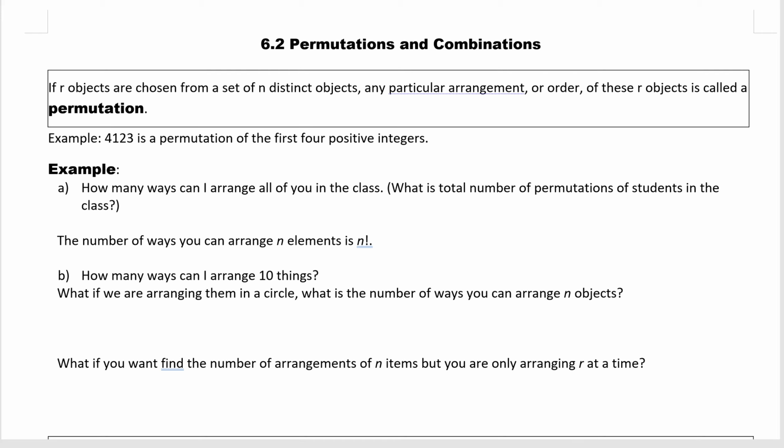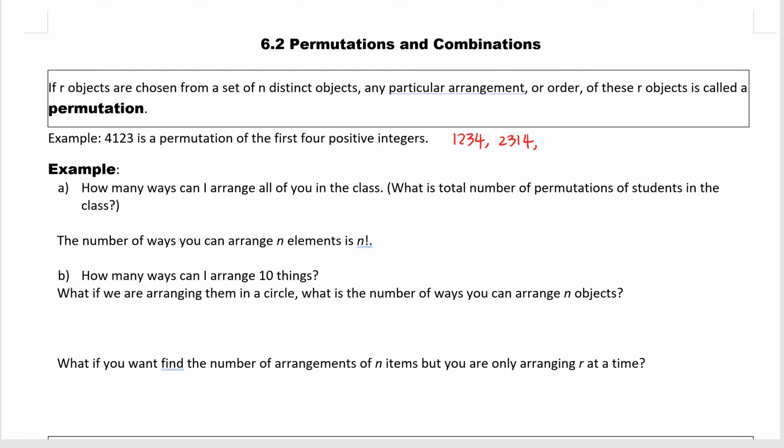If r objects are chosen from a set of n distinct objects, any particular arrangement or order of these r objects is called a permutation. For example, 4, 1, 2, 3 is a permutation of the first 4 positive integers, and other permutations could be 1, 2, 3, 4, 2, 3, 1, 4, etc.